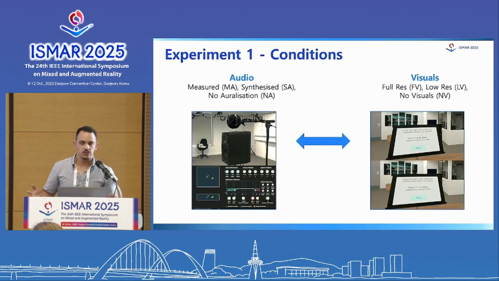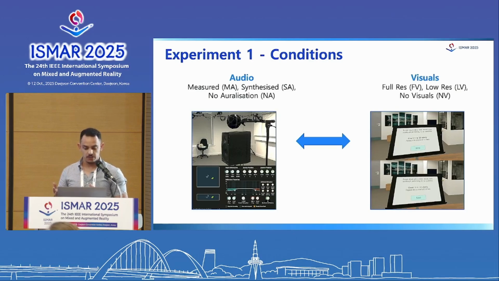So we conducted 2 studies. In the first one, both of the factors have 3 levels of rendering. For the audio, we used measured auralization, which was impulse responses created from acoustic measurements. We have synthesized auralization, which we created using a virtual room encoder and FDN reverberation to create the acoustic response of the space, and no auralization.